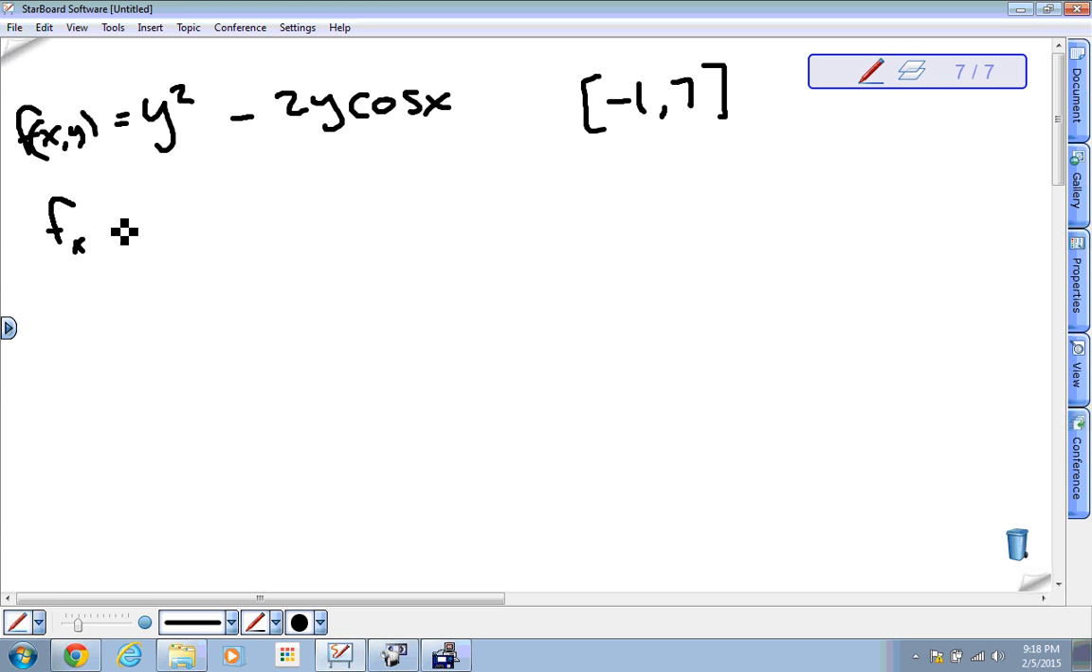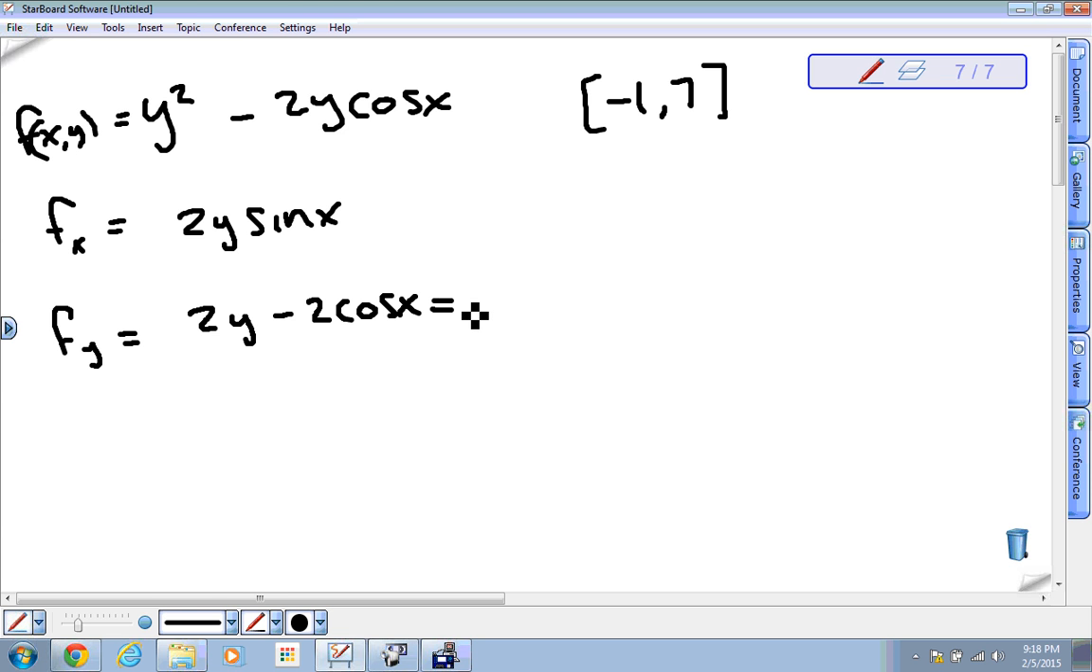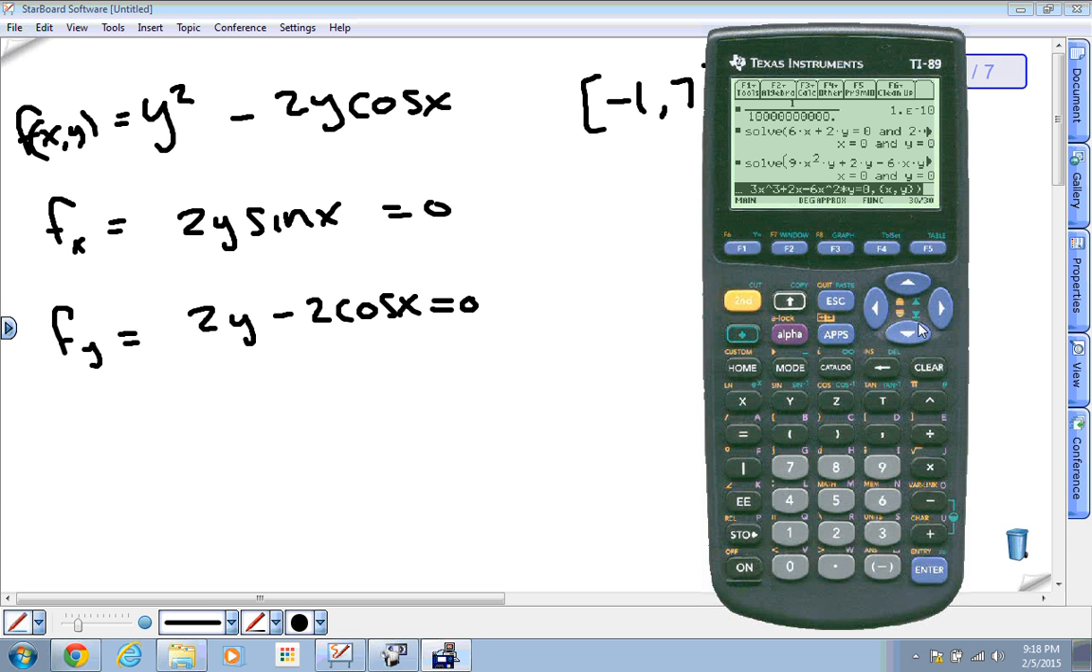If we do this, we're going to find our critical values first. So the derivative with respect to x is simply going to give us positive 2y sine x. And f sub y would give us 2y minus 2 cosine x, equals 0, equals 0. Make sure that you are in radians when you pull this off. My calculator is having an issue. Every time I turn it off, it changes back to degrees for some unknown reason. But I'm going to fix it.